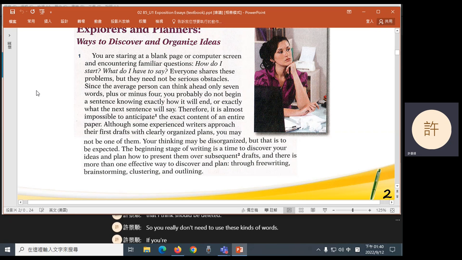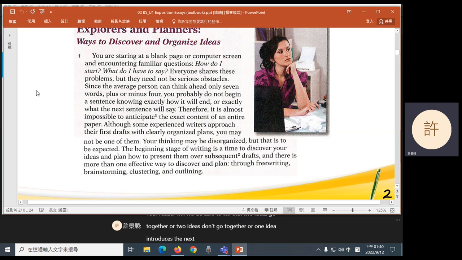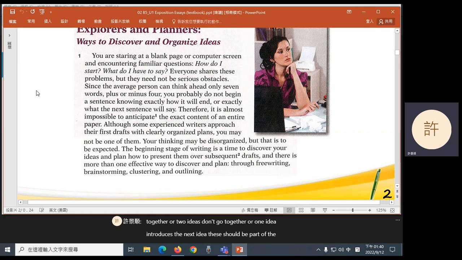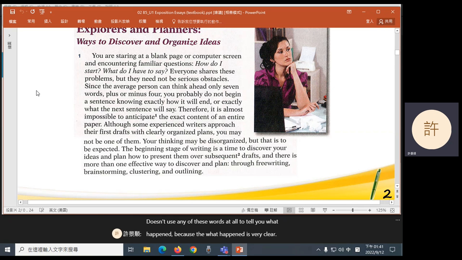If your essay is organized clearly enough, your reader will be able to tell that two ideas go together, or two ideas don't go together, or one idea introduces the next idea. These should be part of the ideas, not part of the language of the essay. Some of the best newspaper writing doesn't use any of these words at all to tell you what happened, because the what happened is very clear. So if you use those kinds of words, it feels more like student writing. Of course, you're students, but we want to try to move beyond student writing.